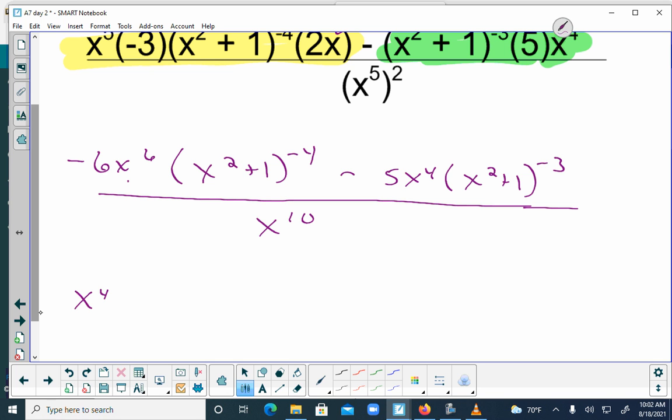No, so the greatest thing that I can factor out from that -6x to the 6 and 5x to the fourth is x to the fourth. I could factor out a negative sign if I wanted to, that's your personal preference, doesn't matter. If you did not, so I'm not going to. Good? What else can I factor out? What else do they have in common? Maybe factor out x squared plus 1 to the power of -3. Which one's lower, -3 or -4? -4, sorry. -4. Now when I factor that out, what am I left with?